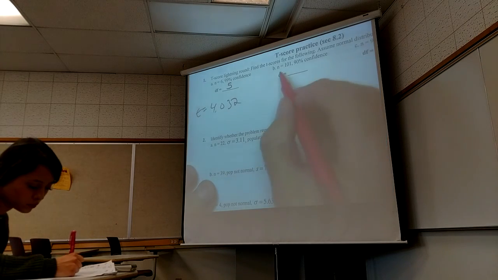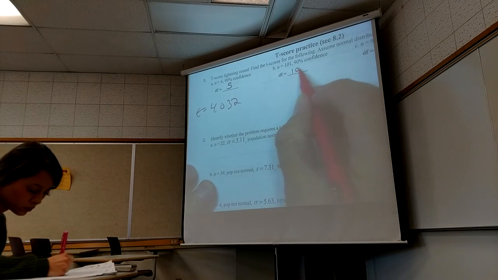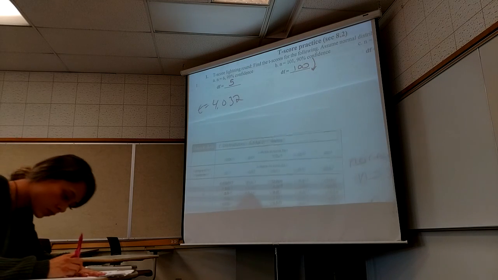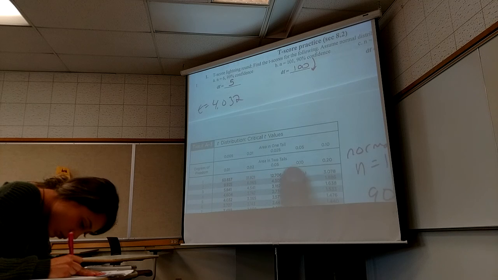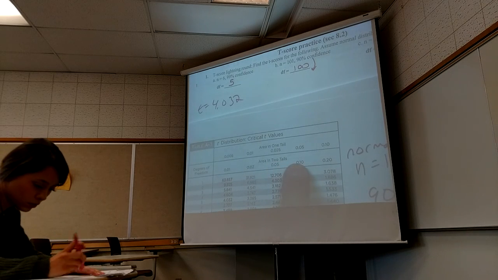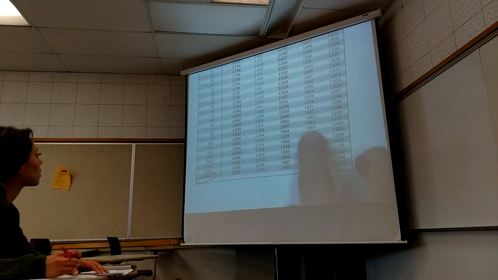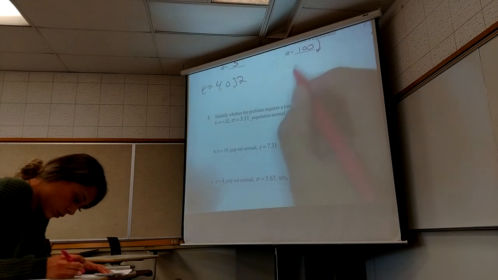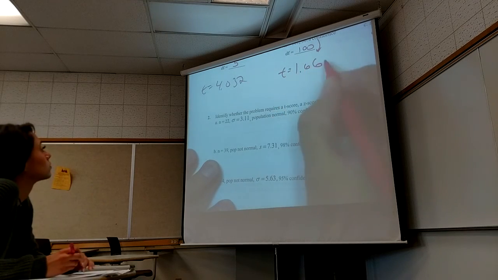Now this one's degrees of freedom, of course, is 100. 90% confidence. So which column am I looking at? 90% means 10% outside. So I'm going to go here. I'm going to stop at 100. So plus or minus 1.66. Easy. This is easier than I thought.